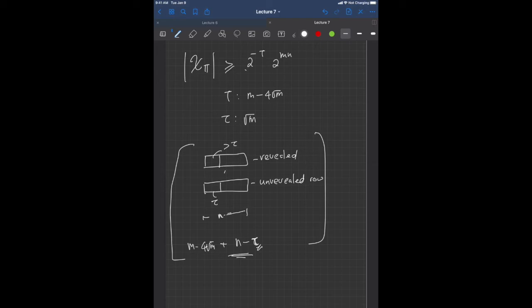So the number of revealed rows is going to be something like m minus m over square root m. Okay. So theorem 1 says that the number of revealed rows is less than m minus square root m divided by square root m. So the number of revealed rows is something like square root m. So yeah, that's the other constraint. We don't want the number of revealed rows to be too large either. So we get this to be square root m, so nice and good.